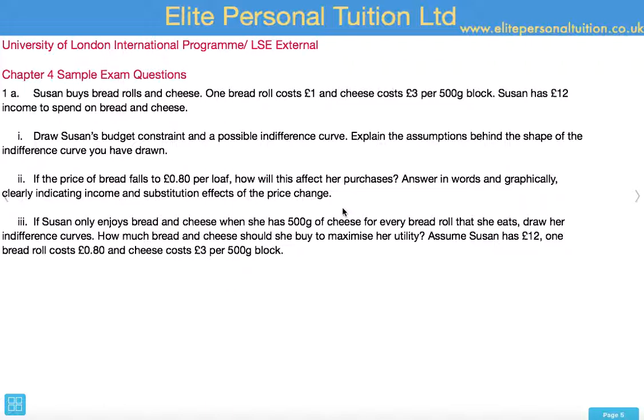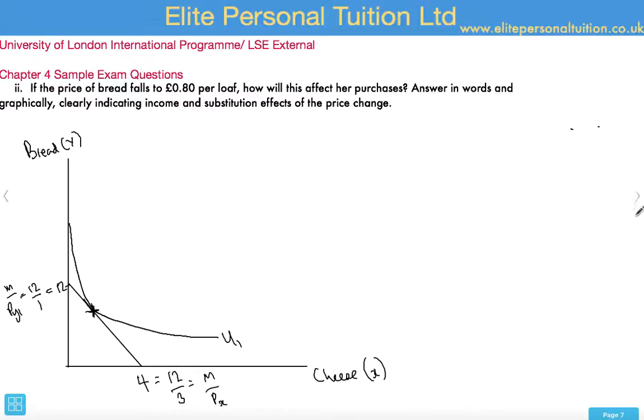Okay, so we're going to continue working through Chapter 4 sample exam questions from the University of London International Programme. We're going to work through the extended questions, so these questions will be relevant to anybody studying a first year of economics module at any good university around the world. We have already done part 1 AI, so we're going to start with AII in this video.